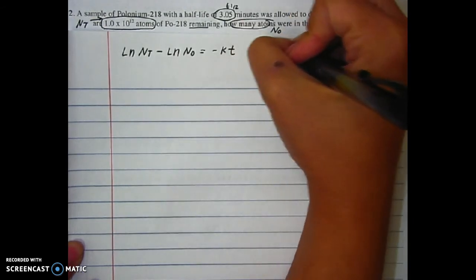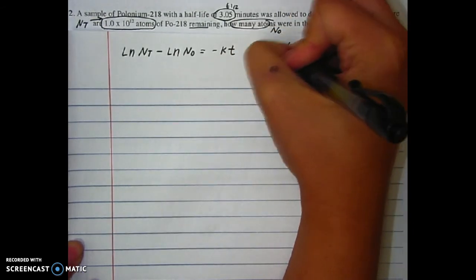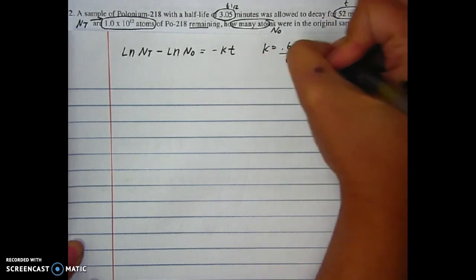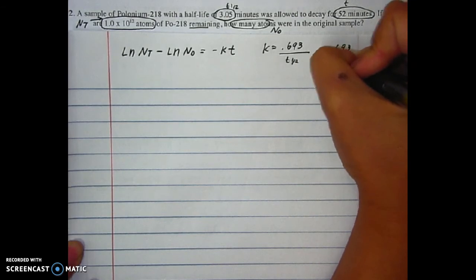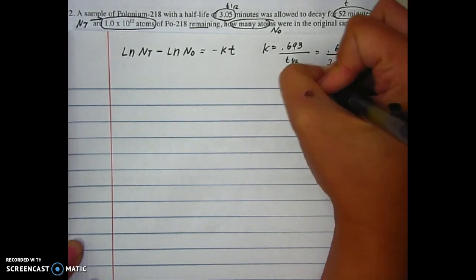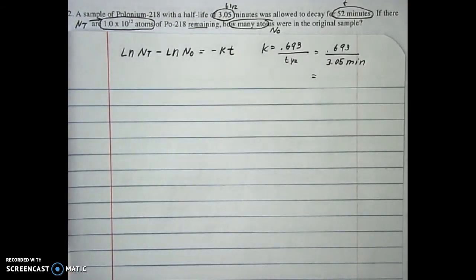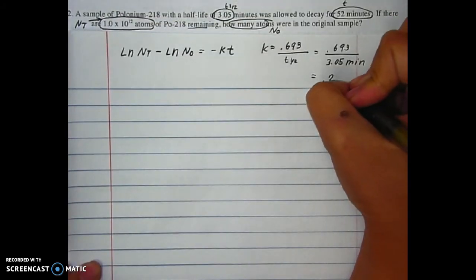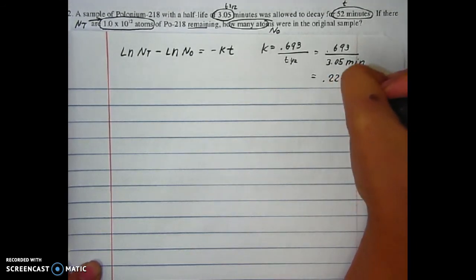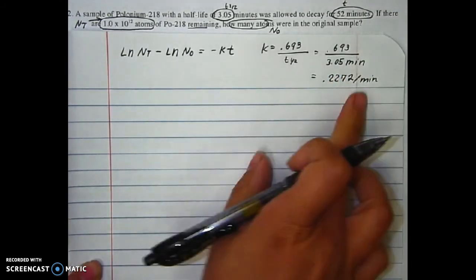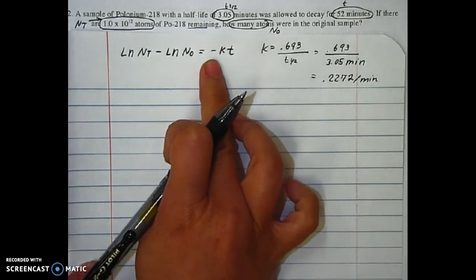Okay, so I'm going to go ahead and plug in for my k value over here, and we know that k is equal to 0.693 divided by my half-life. So it's 0.693 divided by 3.05 minutes for my half-life. So we're going to just go ahead and punch that out really quickly. It's 0.693 divided by 3.05. And we get our k constant, which is 0.2272 here. And the units would be per minute. Okay, so this is going to go into my k value right over here.